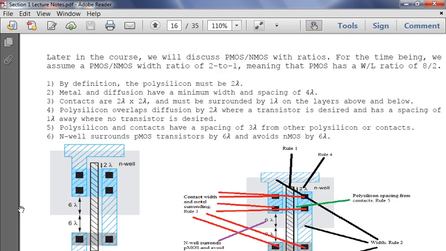I should probably explain something else. We're looking at this from the top. The closer view we were looking at before was from the side. So here we have our P diffusion, and then we have our N well, and then we have our N diffusion, and then we have our ground and VDD.